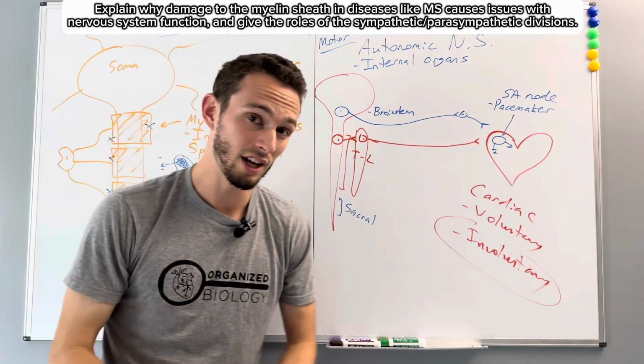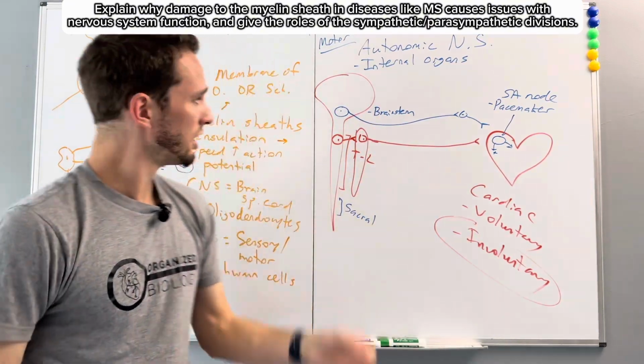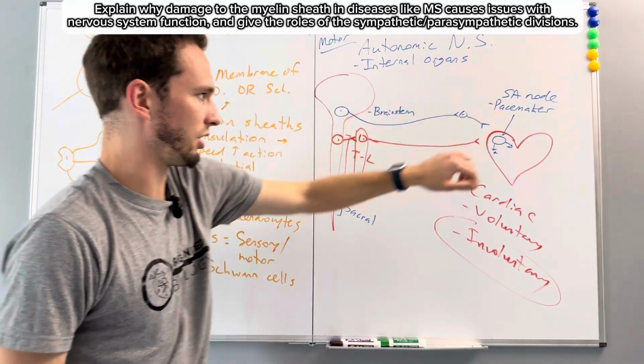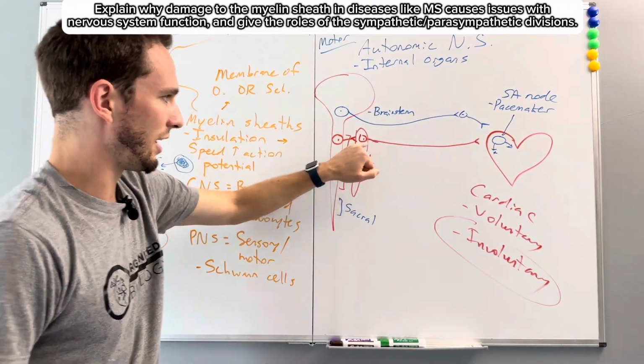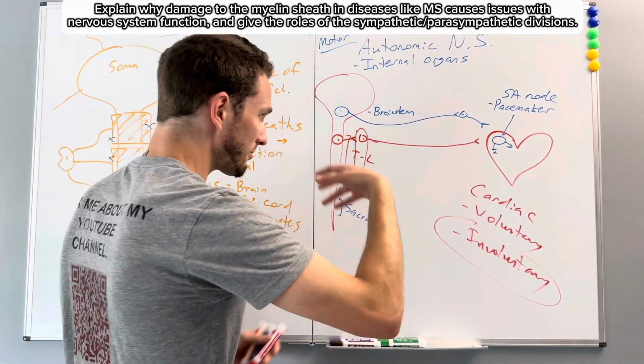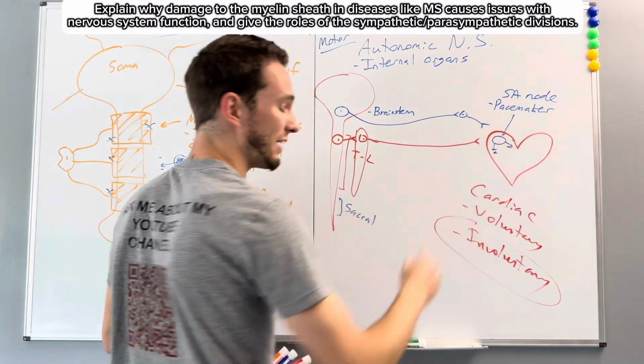So one question you could get is how many neurons are involved in any parasympathetic or sympathetic response? It's always going to be a two-neuron system, a pre-ganglionic and a post-ganglionic neuron, meaning before a ganglia and then after a ganglia. Okay, a lot of questions they could ask here. I'm trying to prepare you for both.